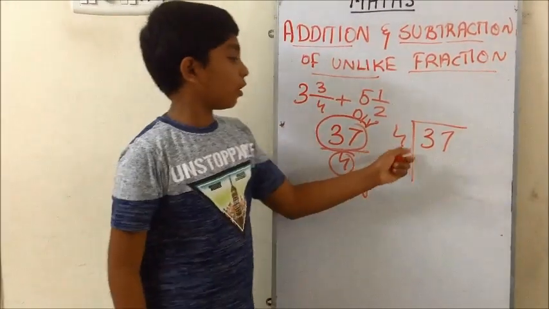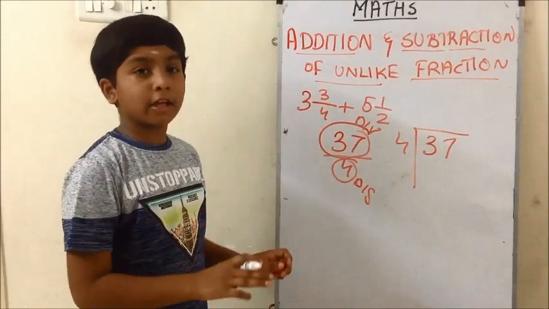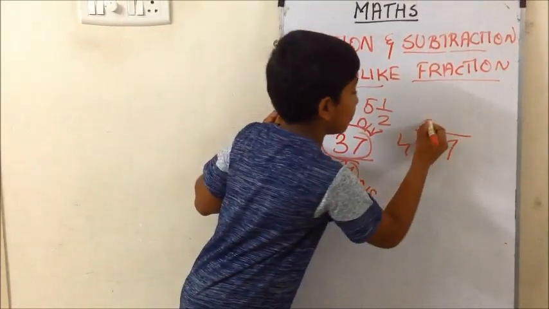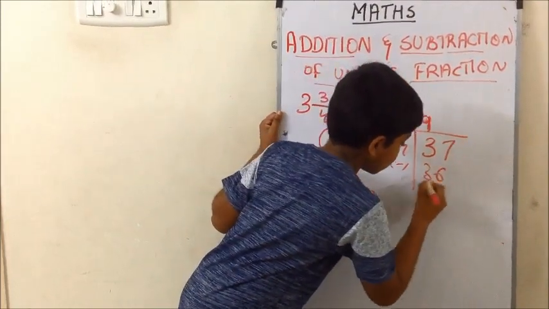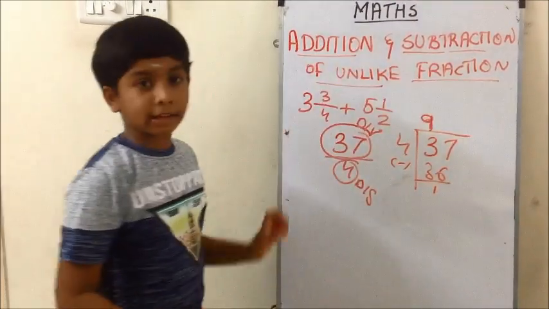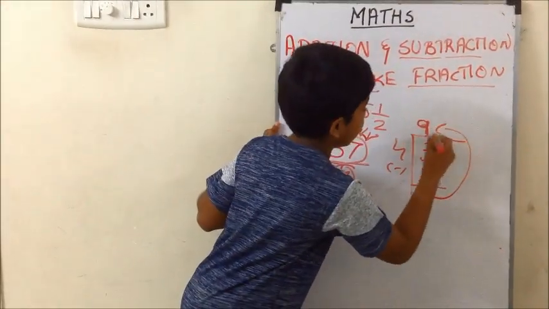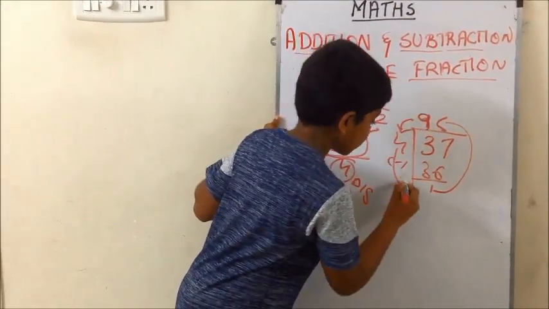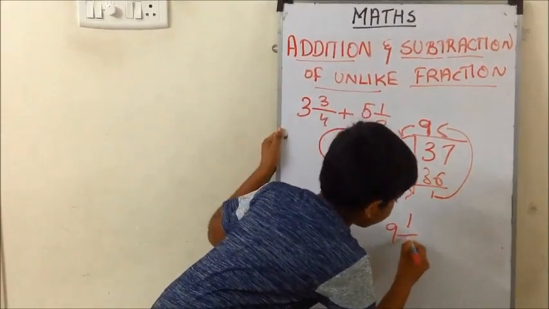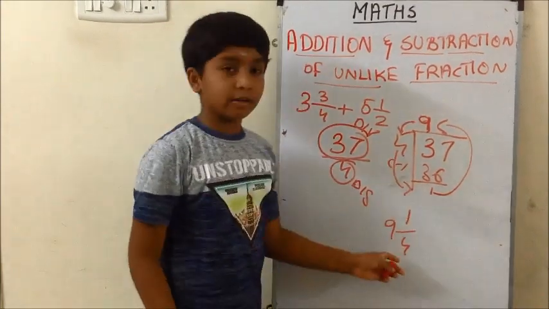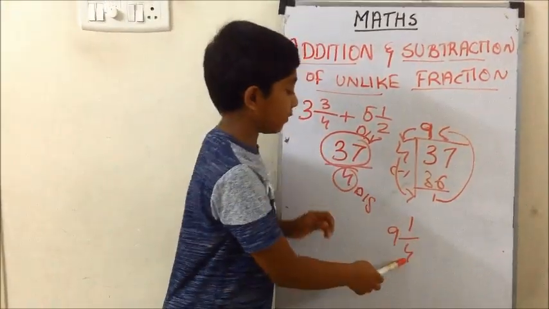4. In 4 tables, 37 will come or not? 37 will not come. The nearest number is 36. It will come in 9 times. Minus 36. Remainder is 1. And then we need to put the arrow mark in anti-clockwise direction like this. 1 will go up, 9 will come here, and 4 will go down as the denominator. So now we have found the answer as 9 1 by 4.